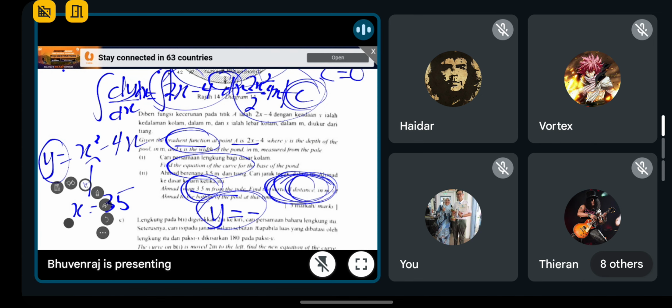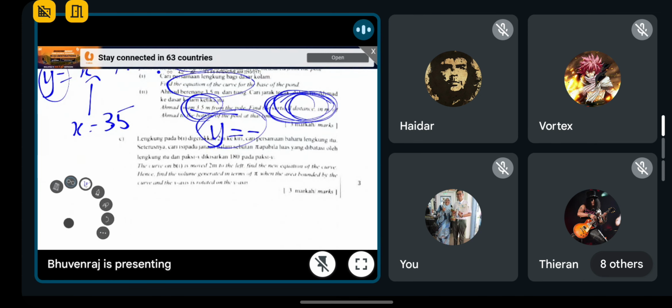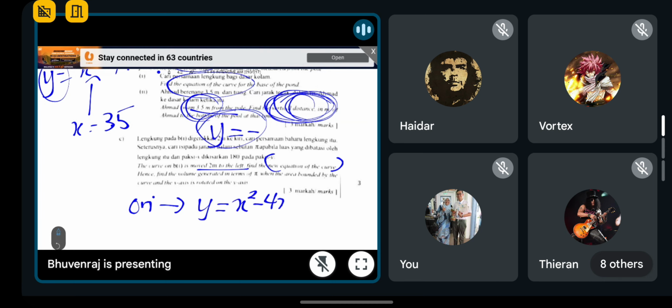Okay, so the interesting part is this part C. This one. Here, over here, guys, they actually apply 2 chapters to test you, quadratic and also integration. First part is quadratic. They ask you to find the equation of the new curve. Your original curve is this one. So if they say move 2 meter to the left, so how, guys? Macam mana? What will be your new curve now? Try to recall your quadratic chapter from Form 4. What should I modify here?